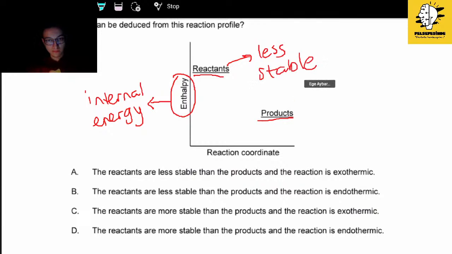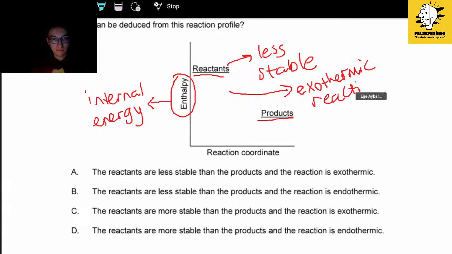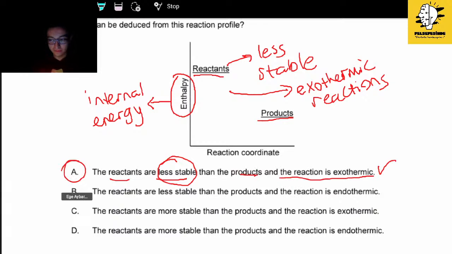And as we can see, the reactants are losing energy to the surroundings and become at lower energy state. So we can say that there is an energy given out to the surroundings, and this happens only in exothermic reactions. Then what is our answer? It says the reactants are less stable than the products. Less stable, and the reaction is exothermic, so it is correct. Yep. It's A. We are lucky we didn't have to read all of them.